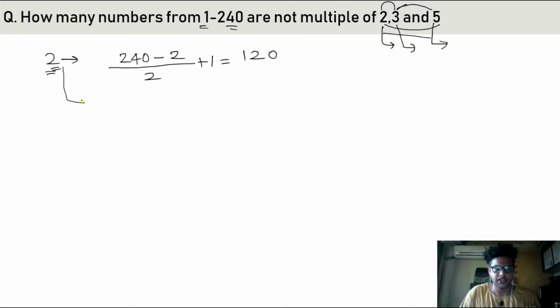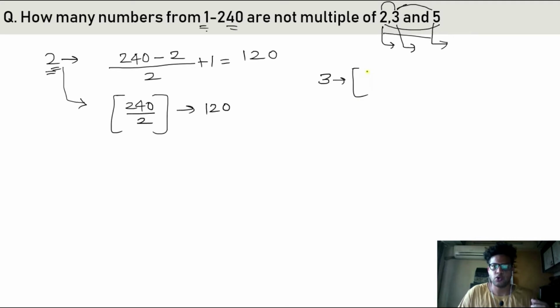Another way, which is the shortest way of finding the multiples of 2 in the given range, if the range is starting from 1, is simply 240 divided by 2, and you only have to consider the quotient. Now 240 is perfectly divisible by 2, hence my quotient is 120. In this way you can find the multiples of 2 in the given range. Let's find the multiples of 3. The multiples of 3 would be 240 divided by 3, which is 80, and multiples of 5 would be 240 divided by 5, which is 48.